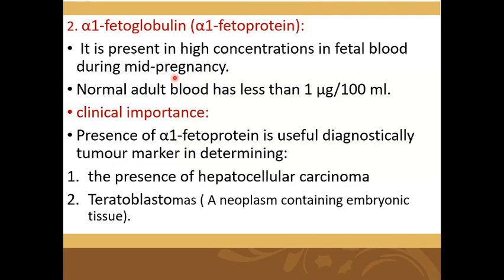Alpha-1 fetoglobulin, alpha-1 fetoprotein. It is present in high concentration in fetal blood during mid-pregnancy. Whereas the normal adult blood contains a very small amount, 1 microgram per 100 ml. What is the clinical importance? It is a very important clinical marker, and it is a very good tumor marker in hepatocellular carcinoma.